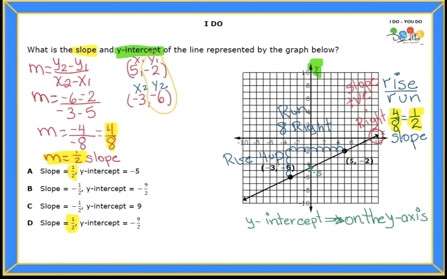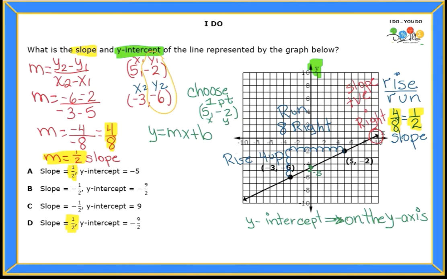So for that case, I cannot just look at the graph and say that's my y-intercept. I am going to need to do the algebra point of view. So I'm going to write down my slope-intercept form, which is y equals mx plus b. And I need to choose one point. I can choose any of the 2 points that are given to me. So I'm going to choose 5 and -2, where 5 is x and -2 is y.